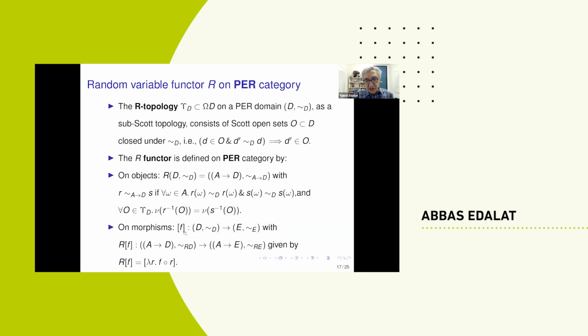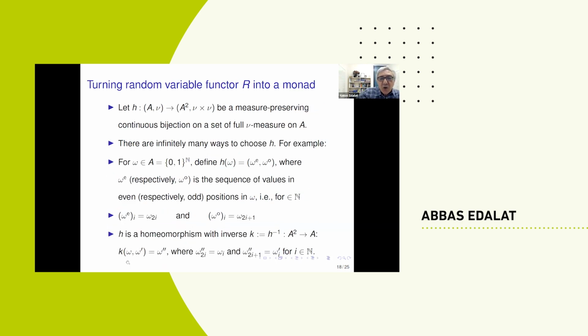If you have this equivalence class of maps from this pair domain to that pair domain, then R of F is quite simple. We just take a random variable R and then compose it with F to get the equivalence class of maps that define R of F. All right, so now we turn the random variable constructor R into a monad.